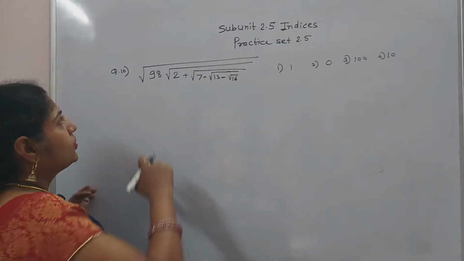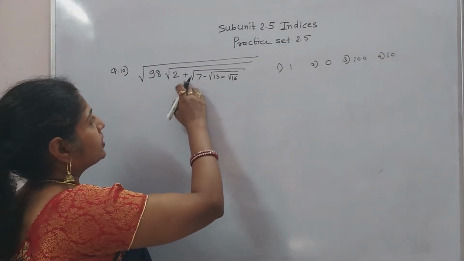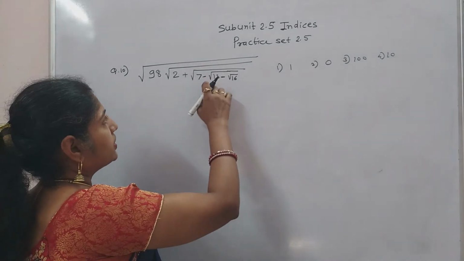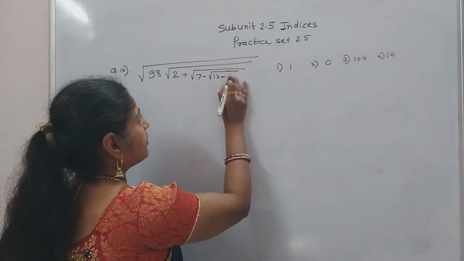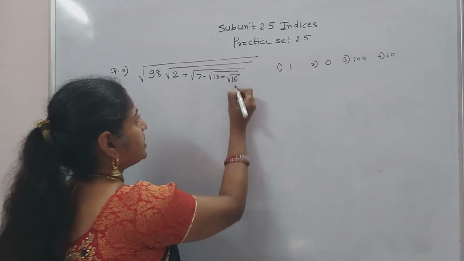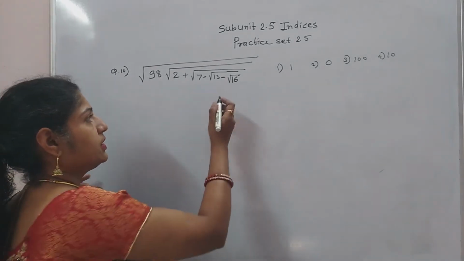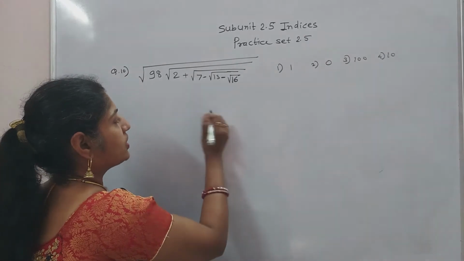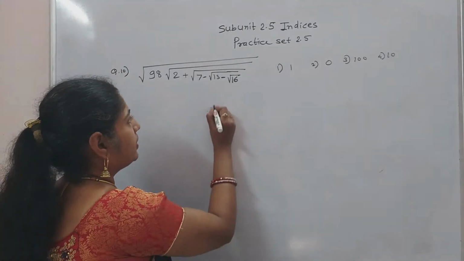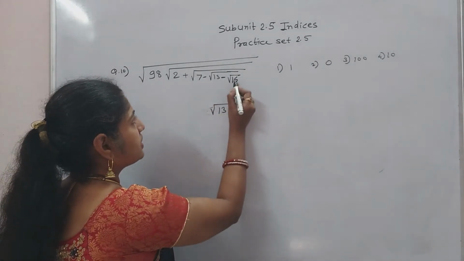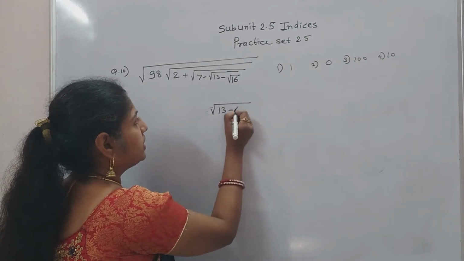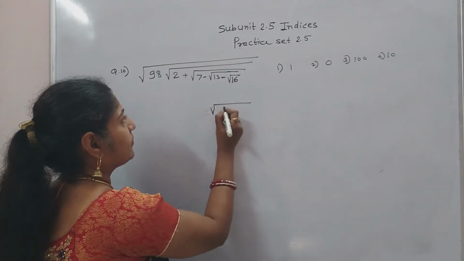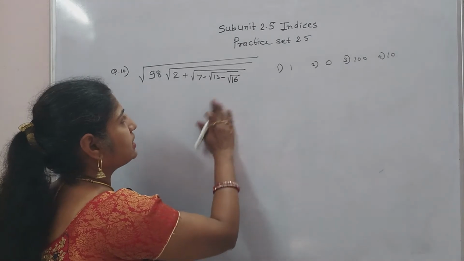Under root 98 plus under root 2 plus under root 7 minus under root 13 minus under root 16. First solve the under root of 16. Under root of 16, that is 4. 13 minus 4, that is 9. And under root of 9 is 3.